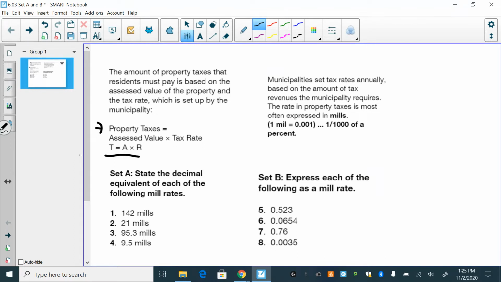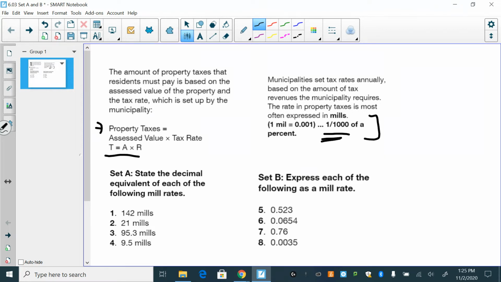Now, the only thing is the R, it's expressed in mils. And so it's not a normal percent. It's a mill rate and it's out of 1,000. So that's the part you got to keep in mind. So to change your R value, we're not really calling it percent. We're gonna call it a mill and it's out of 1,000.